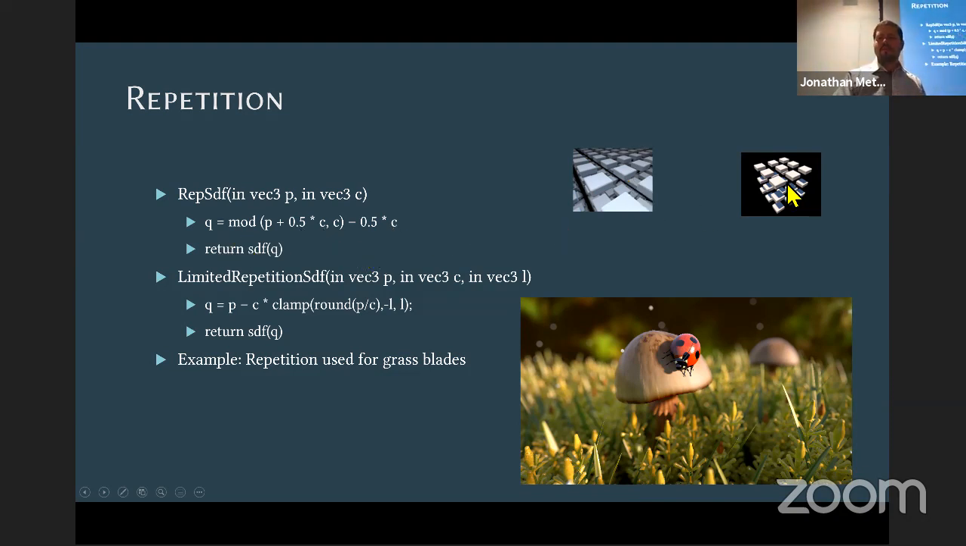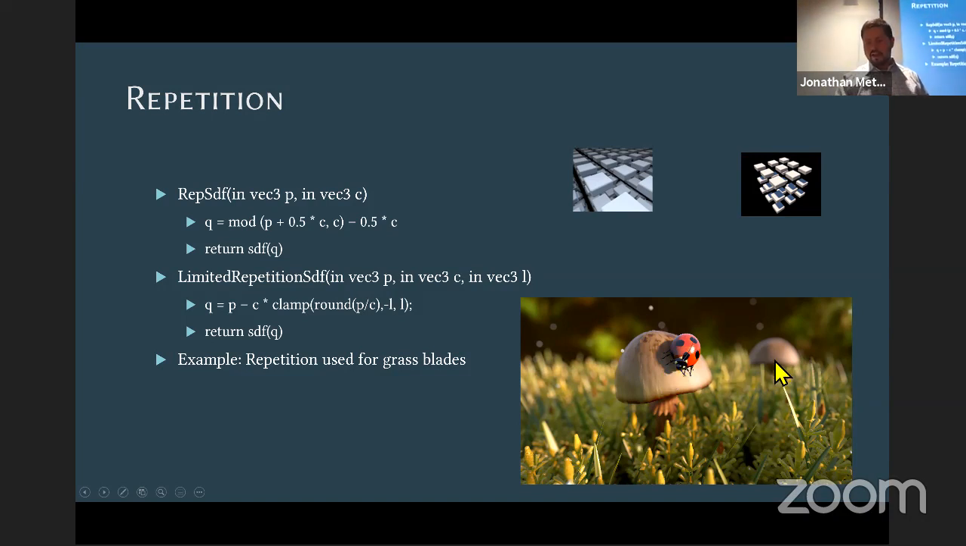If we wanted to repeat only a certain number of times, then we can pass in another vector that says, okay, what are the constraints of this area or volume that we're in? And so if we take P minus, we can use this round function to get it to repeat a certain number of times. So if we want to create this 3 by 3 block, then we can use this function. And this is useful if you're trying to create some complicated objects.